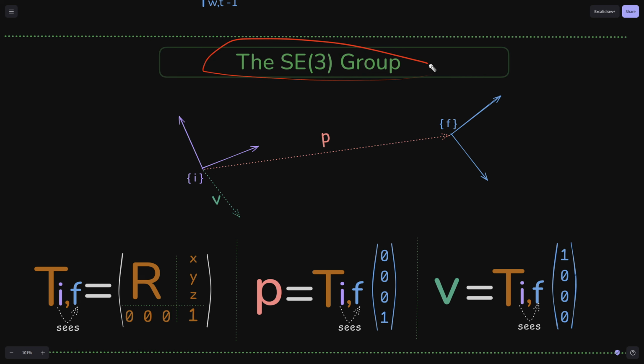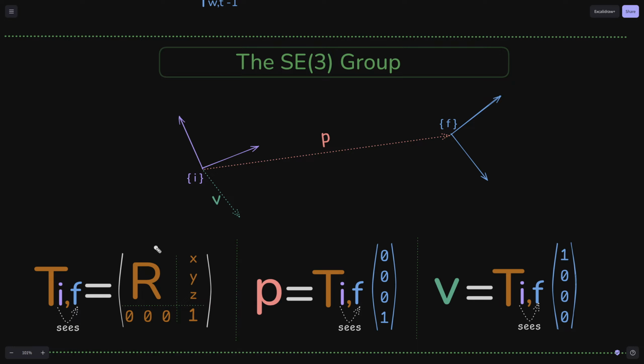Okay, so I will explain the SE3 group, but this is more a review of something you should already know. Let's say we have a frame I, and let's say we have a frame F, and we want to see how the frame I sees the origin of the frame F. For that we will use this transformation, the transformation from I to F, which means how I sees F.